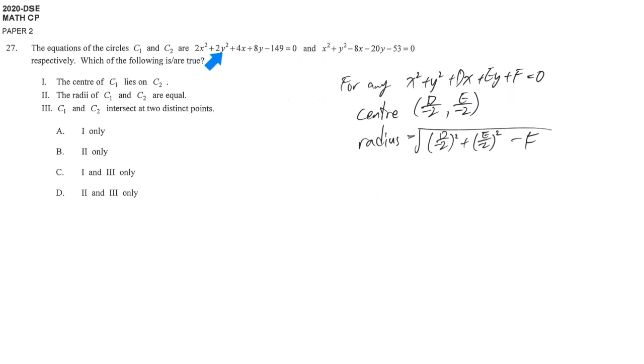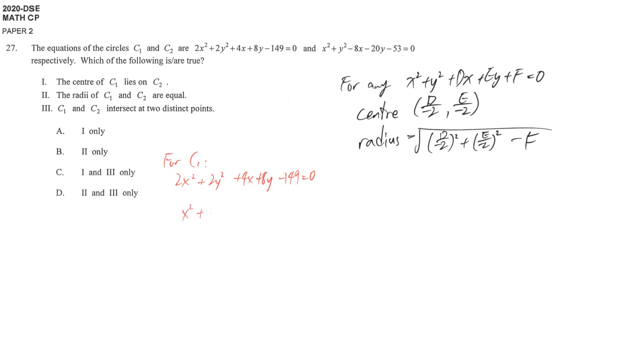So beware here, there is a little trap. If this coefficient is not 1, you have to make it become 1 in order to use this kind of formula. There are three statements for us to verify, so we have to get the full details. We need to know the center and also radius for each circle. We have to divide both sides by 2 to make sure that it fits our theorem here.